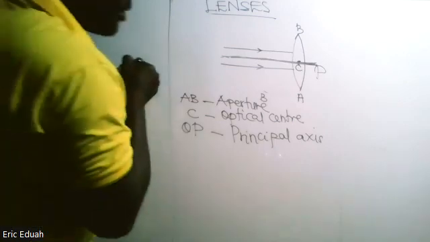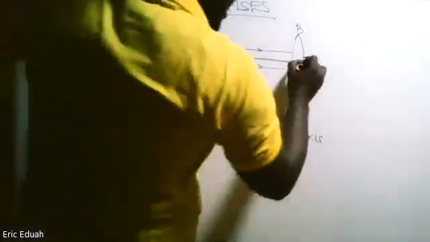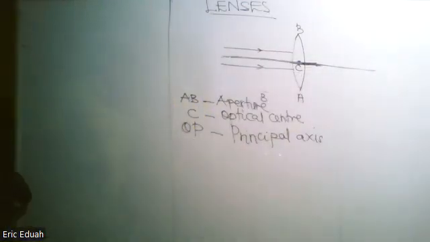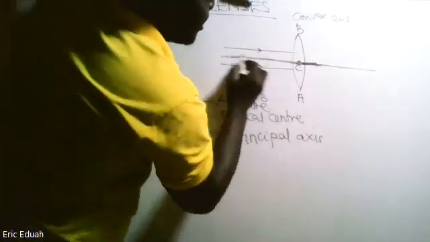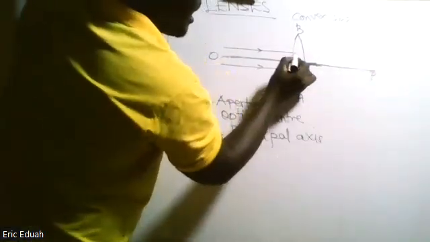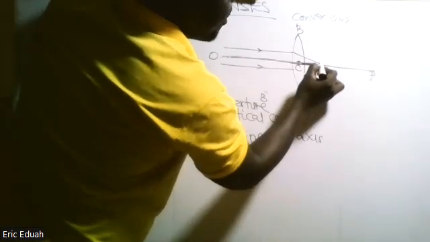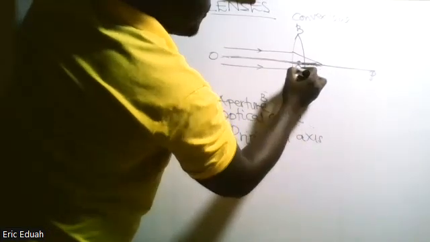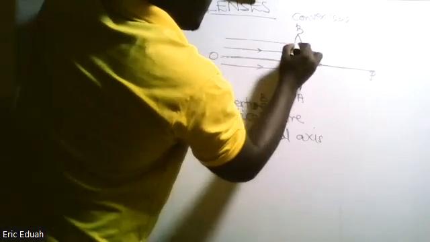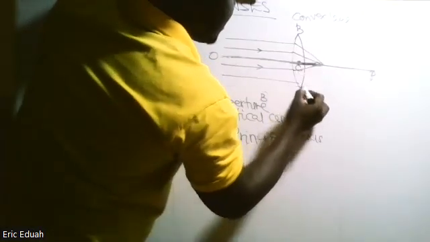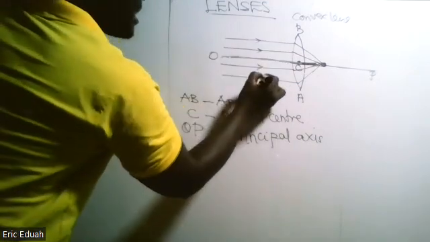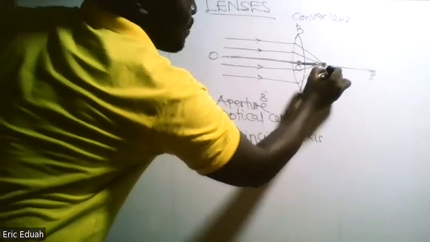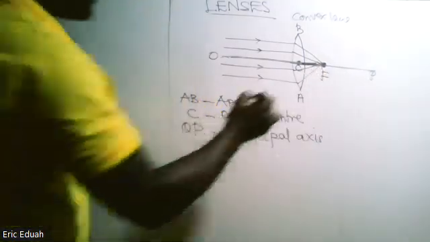So there is a point on the principal axis where rays that are close and parallel to the principal axis actually converge after refraction for convex lenses. So when the rays are close and parallel to the principal axis OP, after refraction they all converge at a point on the other side of the lens. That point where paraxial rays converge after refraction is what we call the principal focus or the focal point.